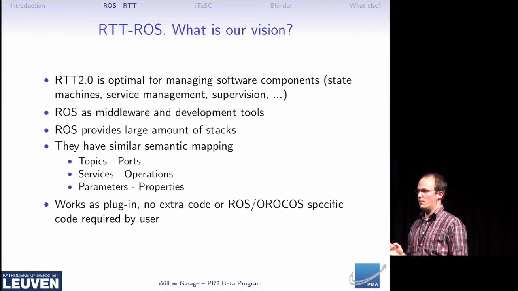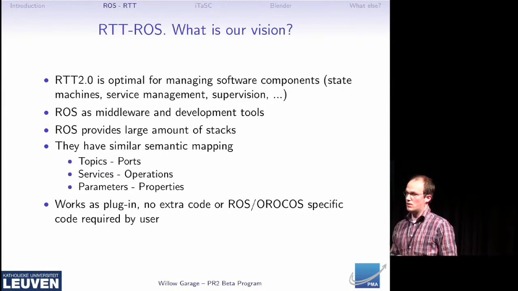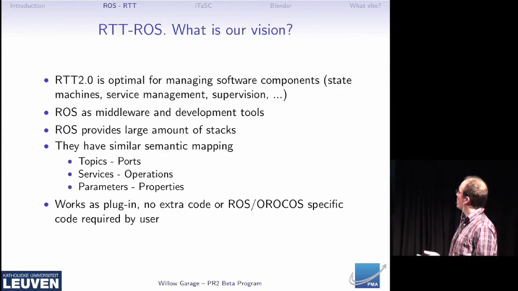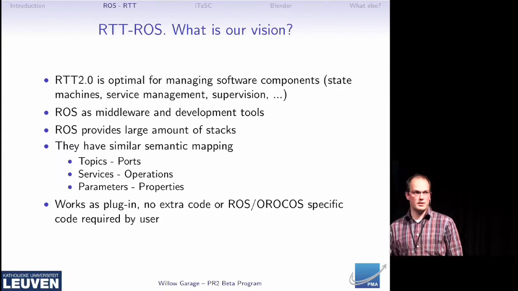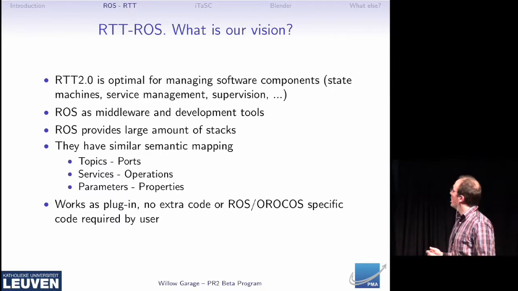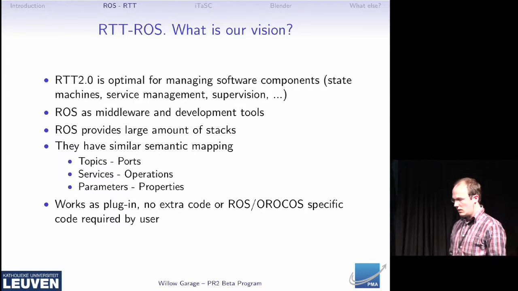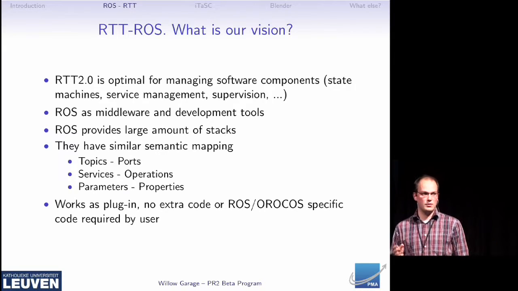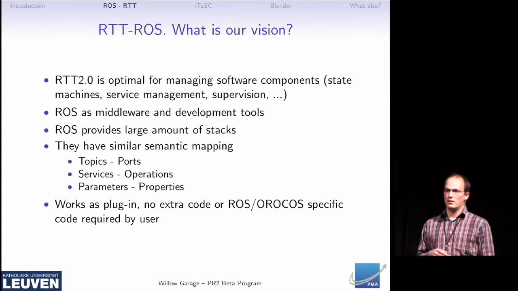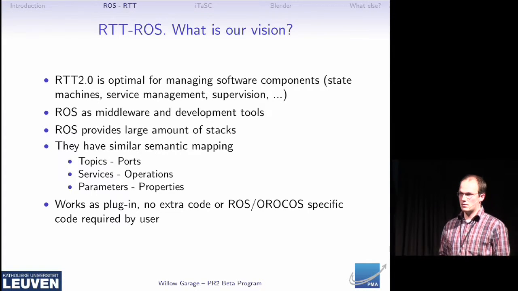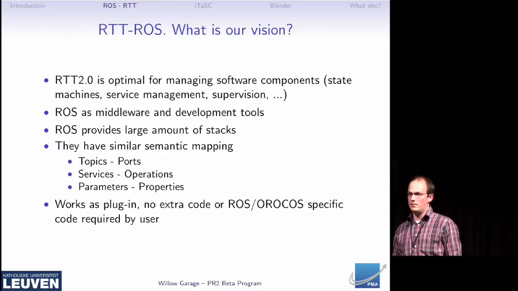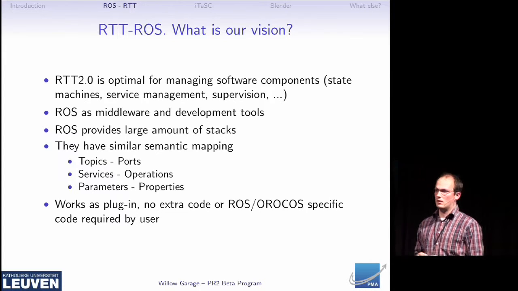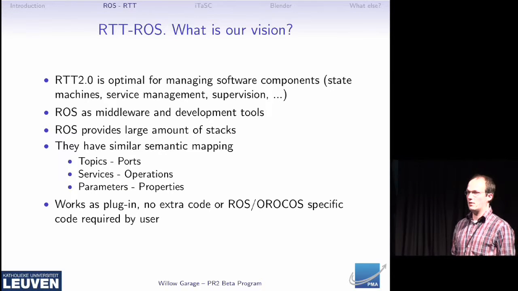Actually, Oracos and ROS really are very similar. They have the same semantic mapping. What is ports is called topics in ROS. What we call services in ROS are called operations in Oracos. And parameters and properties are all the same. We want it to work like a plugin, so that the user has no overhead, that the ROS data types are also available in Oracos, and that it's created for the user automatically.